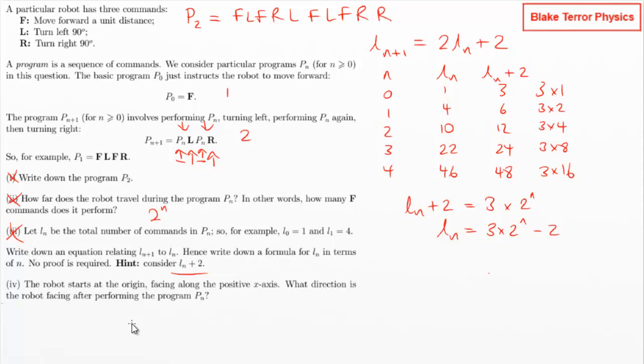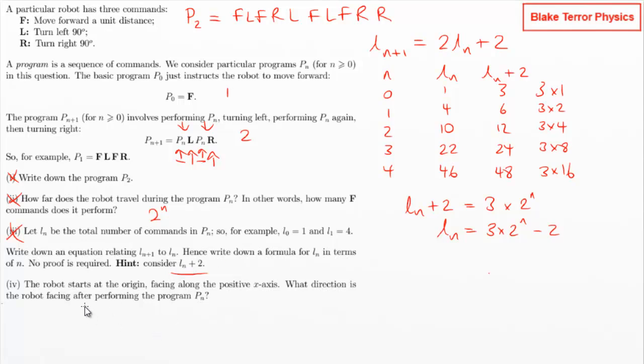Robot starts at the origin, facing along the positive x-axis. What direction is the robot facing after performing the program Pn? Right, this is a very similar question to one I had a couple of papers ago. I'm sure there was one. I think there was one where you're going around a chessboard or something like that. Anyway, you're programming it up and it was doing exactly these instructions. This all sounds very familiar.